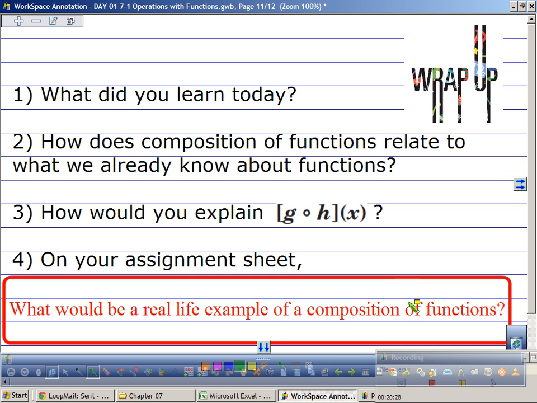Okay, on your assignment sheet, what would be a real-life example of composition of functions? So we've come up with a few of them during the lesson. What did we come up with? Cookies with Splenda, the Russian dolls that have an inside to them. What else? A Hershey's Kiss, right? With the inside. Inside of a Hershey's Kiss, like the Hershey's Kiss with almonds.